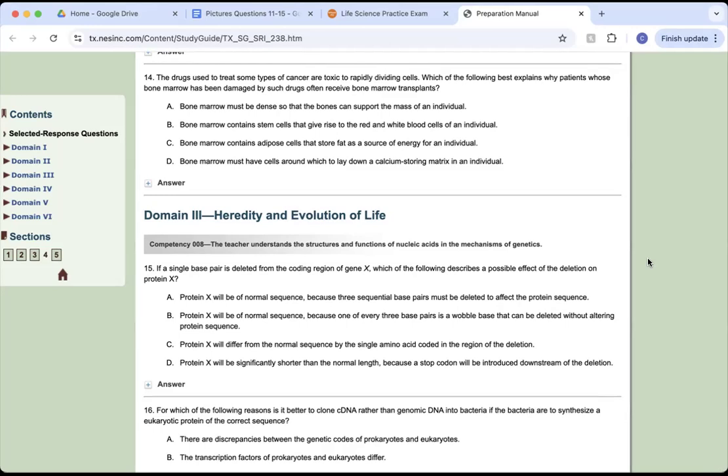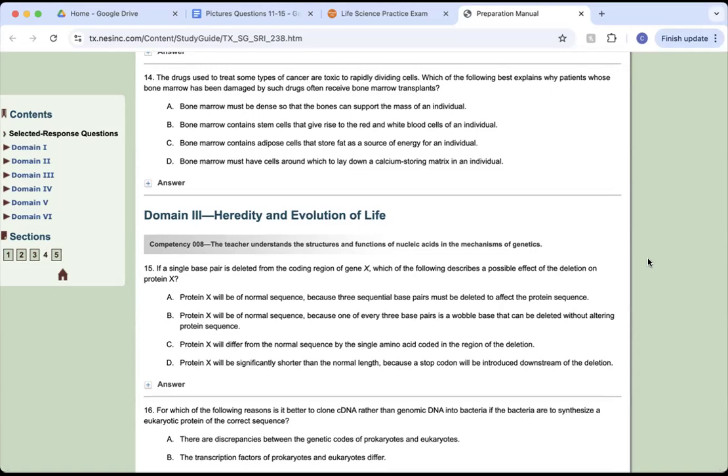So if we look at, let's go through the wrong answers also just to knock those out. So A is incorrect because it's a true statement, but it doesn't have anything to do with rapidly dividing cells. So A says bone marrow must be dense so that the bones can support the mass of an individual. So again, true statement, but nothing to do with rapidly dividing cells.